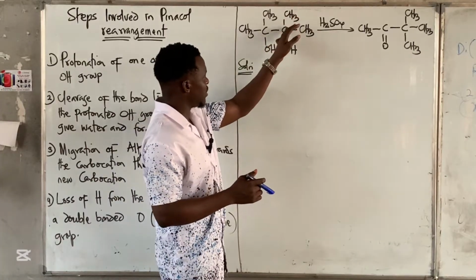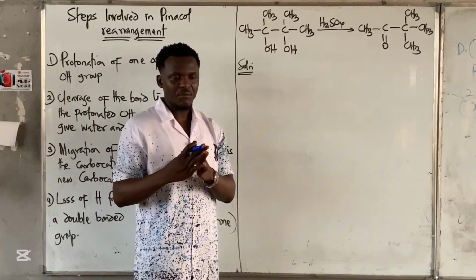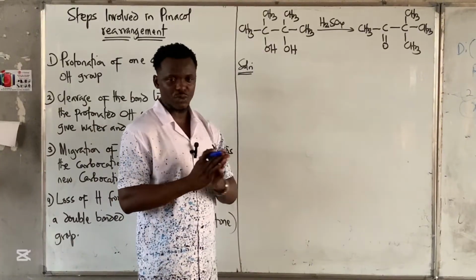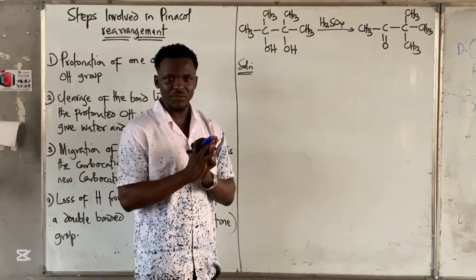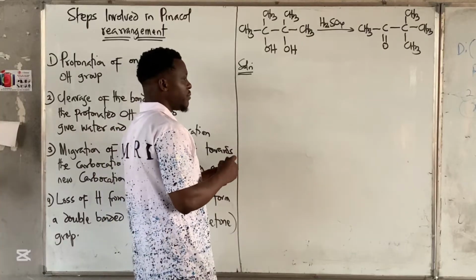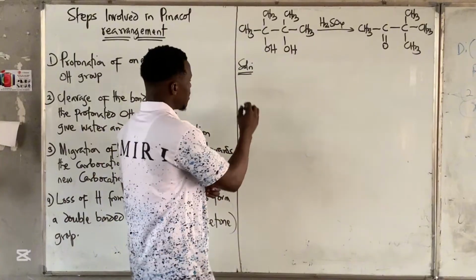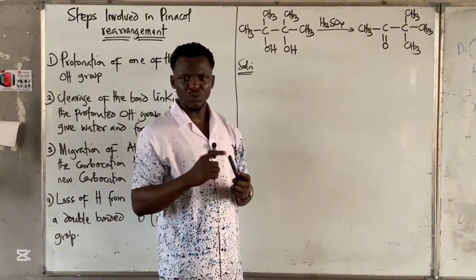if they give us a substituent that is not the same, there are some conditions you must consider before you choose one of these to protonate. But so far, based on this, the two OH are the same. So whichever of them you choose to protonate, there is no problem. So protonation simply means addition of hydrogen. That is basically the work of the acid, to protonate.